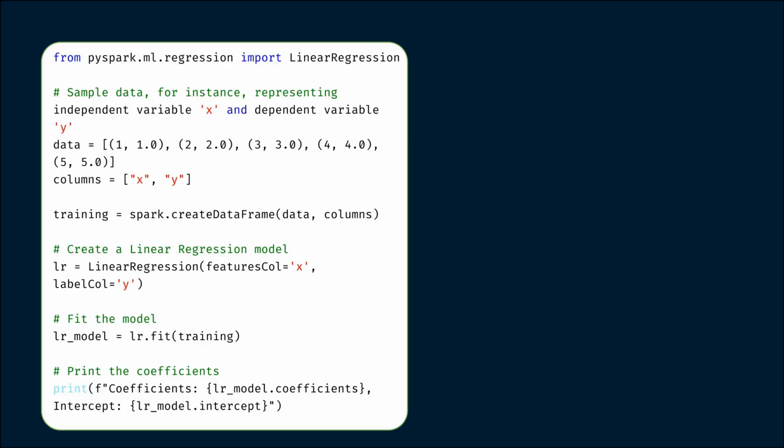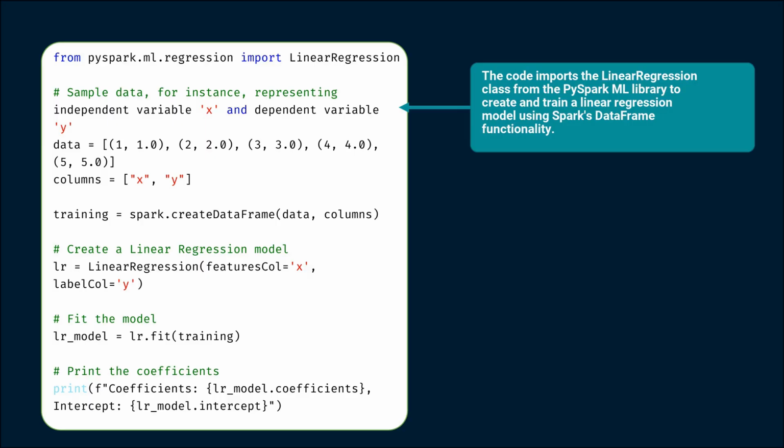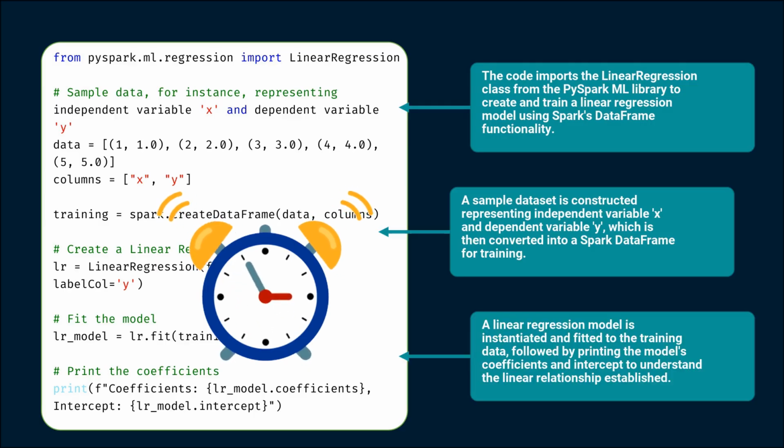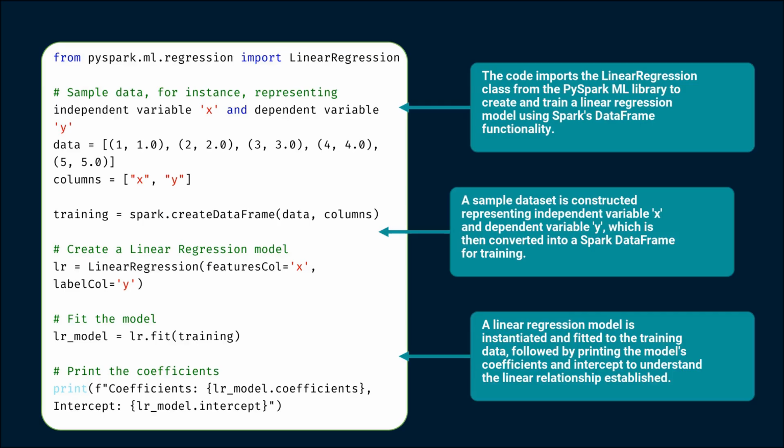Now, let's implement a simple linear regression model using Spark's MLlib. First, we import the linear regression class. This part is key because it provides the tools necessary for fitting our linear regression model, which is quite powerful, right? Next, we define our sample dataset, consisting of pairs of independent and dependent variables. In this case, x is our independent variable and y is our dependent variable. And we represent this data as a list of tuples. We also specify the column names, which helps Spark understand the structure of our data frame.